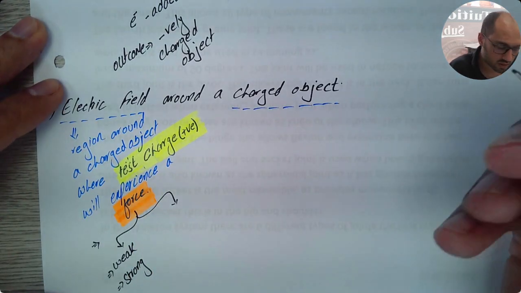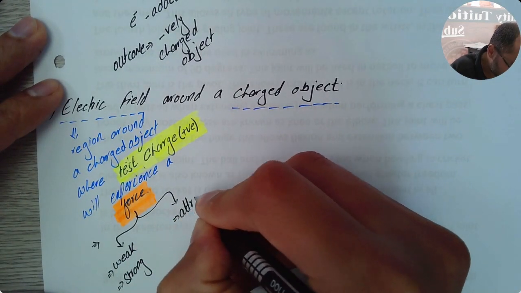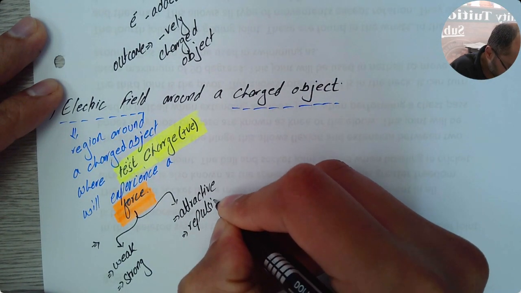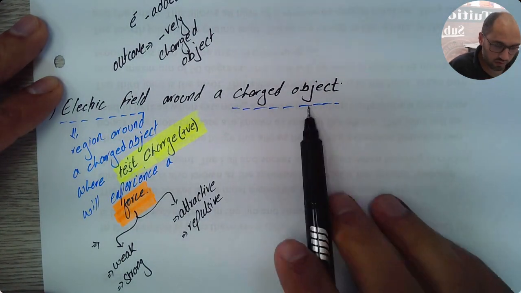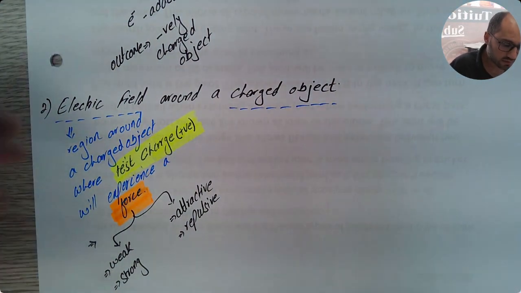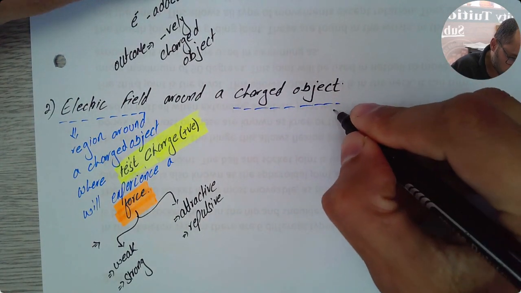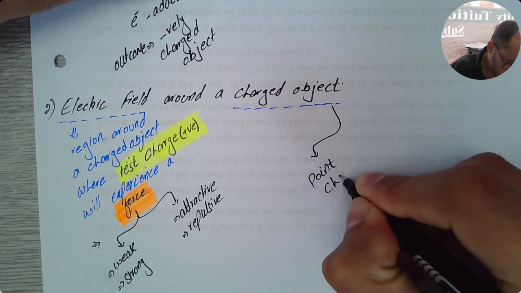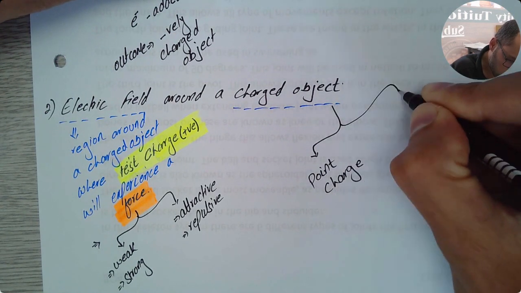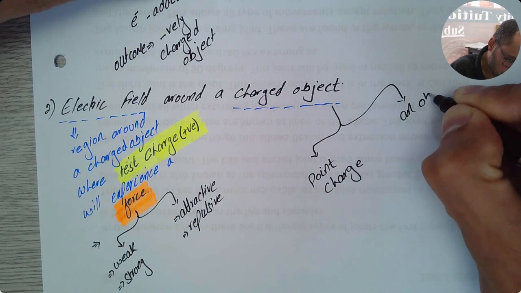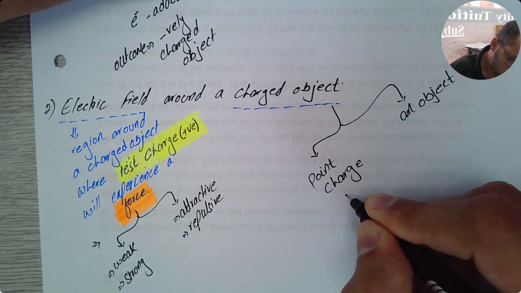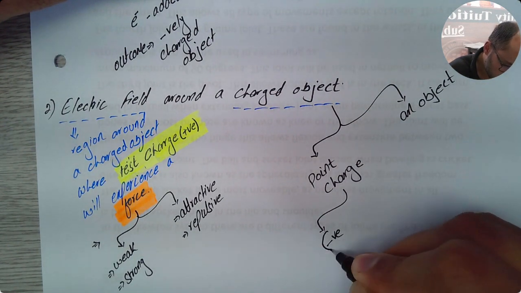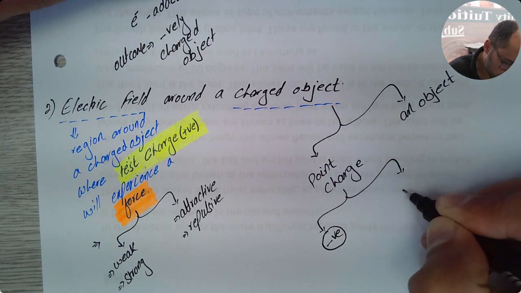In terms of its direction, it could be attractive or repulsive force. When it comes to the charged objects, there are different types of objects that you need to consider. It could be point charge. It could be an object. So when I say point charge, this means it could be a negative point charge and could be a positive point charge.